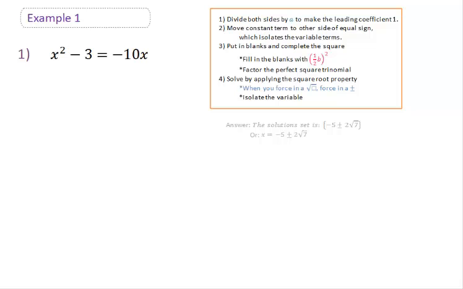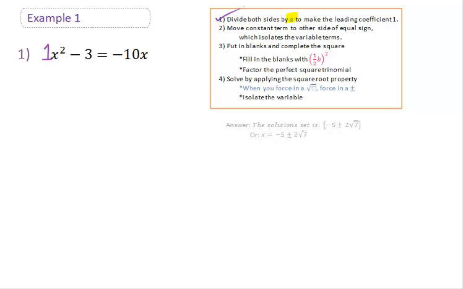First thing I need to pick out is what my a term is, and that's the number that's in front of your x squared. So technically, I have a 1 in front of my x squared here. Now, if this was any other number besides 1, then I would have to divide by it to cancel it out. Since this number is 1, I can just skip step 1.